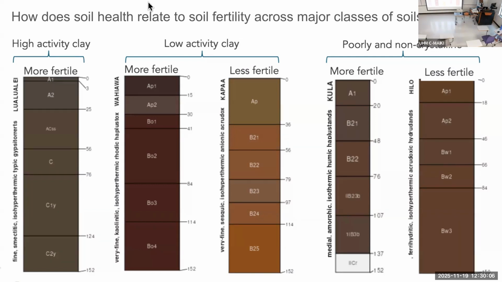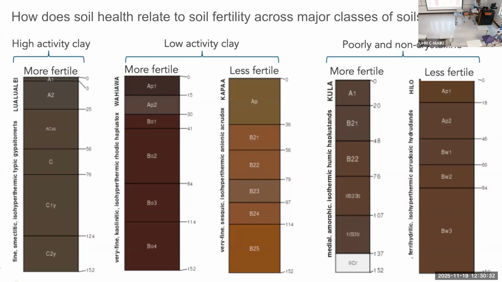And here's an example. The more fertile one is the Wahiawa series. You probably may have seen, worked with, or heard of this soil before, versus the Kapa'a series, which is less fertile. You can see here, this is kaolinitic and this is sesquitic, so more dominant in your sesquioxides. And then poorly non-crystalline, again, you can have more or less fertile.